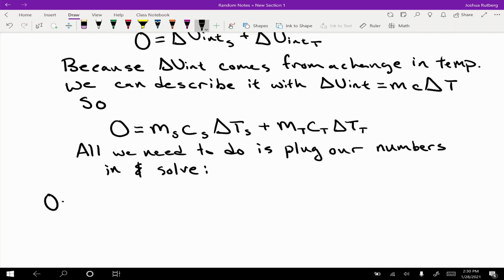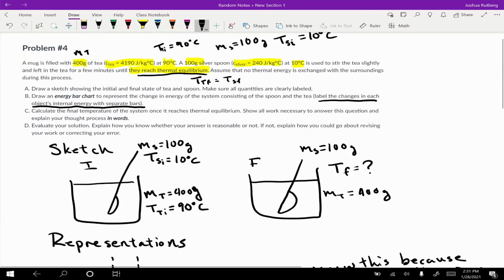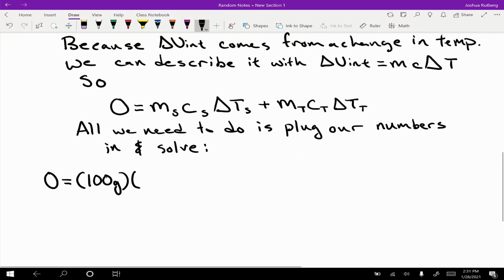So I'm going to start all the way over here, make sure I've got enough space. So the mass of the silver was 100 grams times the specific heat was given as 240 joules per kilogram degree Celsius. And I notice immediately that I've got a unit problem here because I've got grams and kilograms and I don't like that. So let me change the 100 grams into 0.1 kilograms. That way my units can cancel a little bit easier.